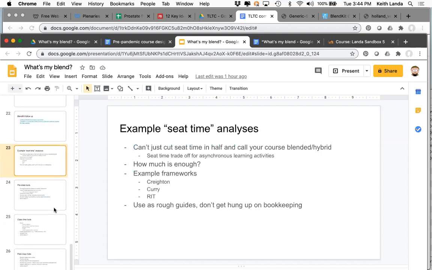One thing that I don't think we'll take the time to talk about, but especially if you are trading off asynchronous learning activities for some part of your regular seat time, is the question of how much asynchronous work is enough to make up the Carnegie requirements.